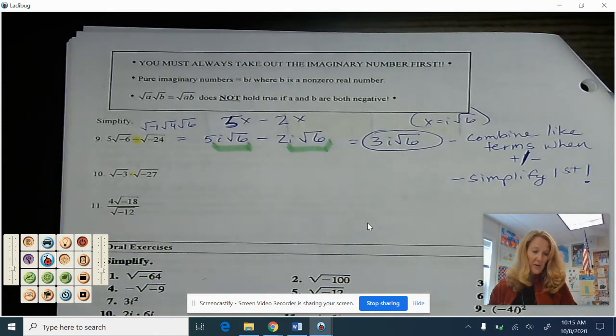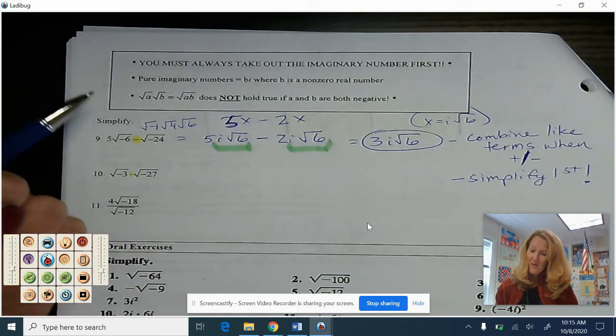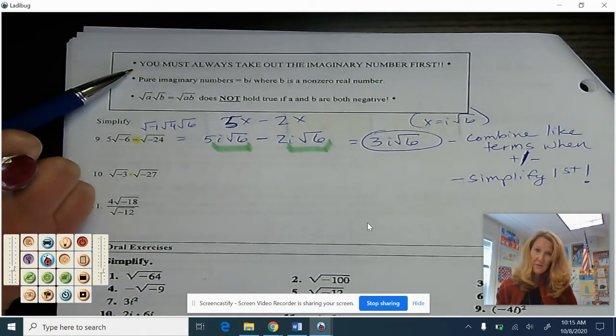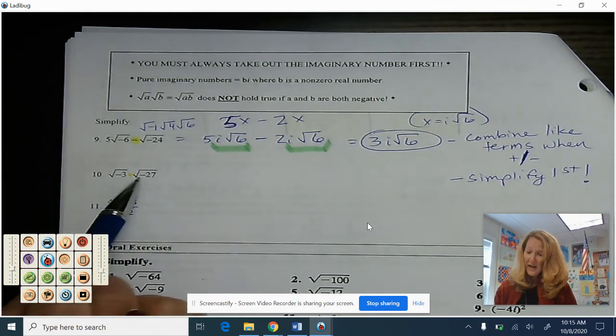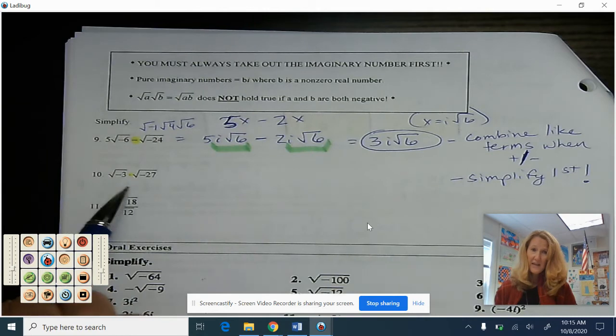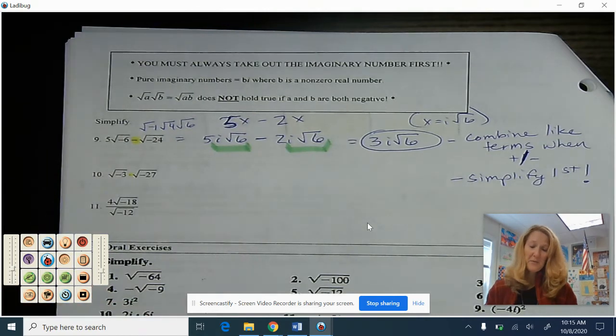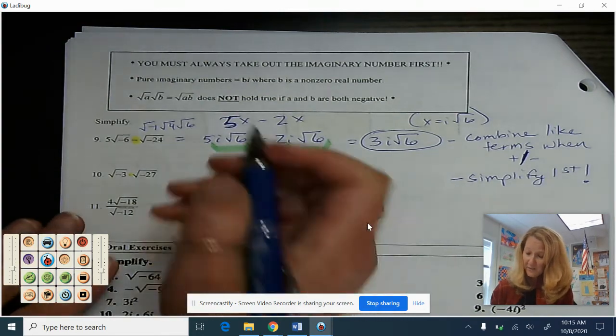Okay, for number 10, we want to really think about how you have to take out the imaginary number first and how the product property does not apply. You cannot make this a square root of 81 and make it 9. It's a really, really popular question to get wrong on a midterm exam. So you have to be very careful here.